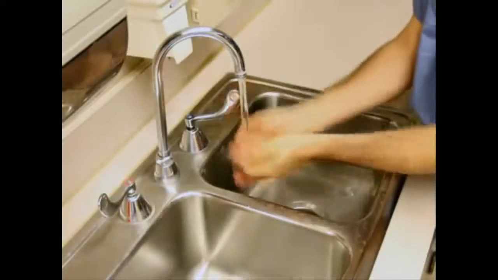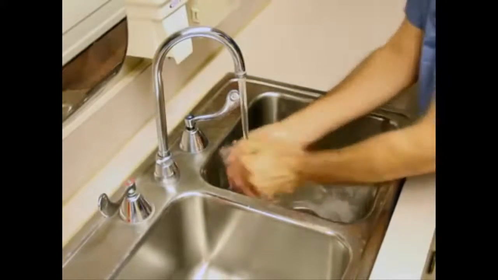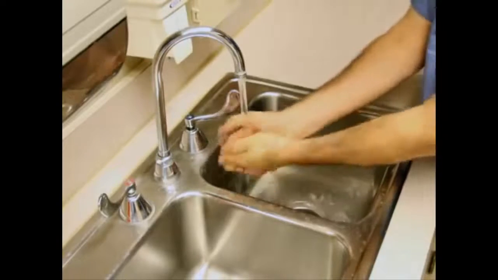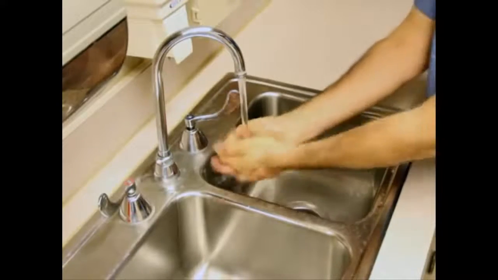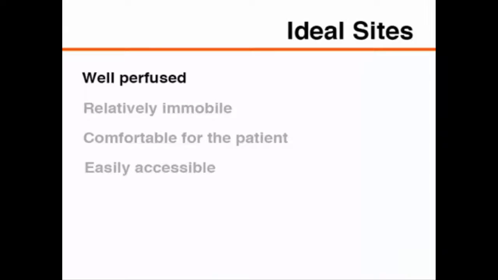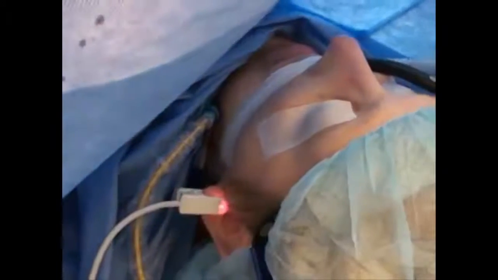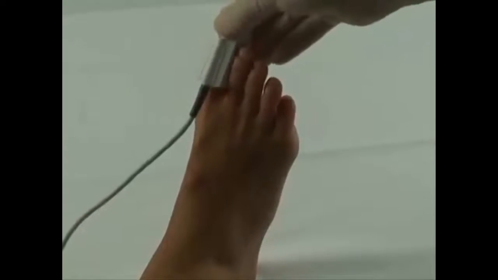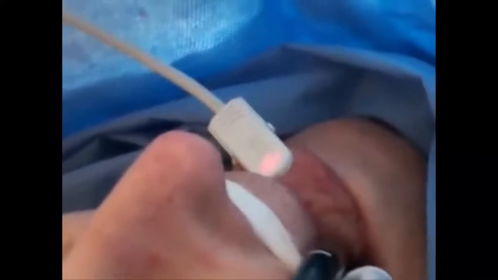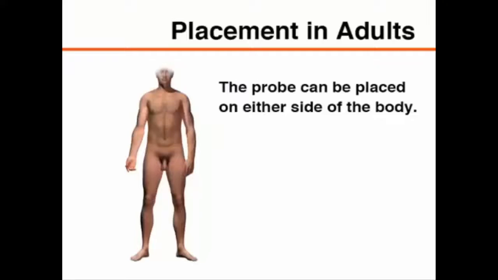It is important to adhere to standard precautions before any contact with patients. Hand washing is the single most effective strategy to prevent the spread of infections. The ideal site for placement of the pulse oximeter probe is one that is well perfused, relatively immobile, comfortable for the patient, and easily accessible. The earlobes and the fingers are commonly used sites. Feet, cheeks, nose, and tongue may be used in cases of low peripheral perfusion. In adults, the probe can be placed on either side of the body.